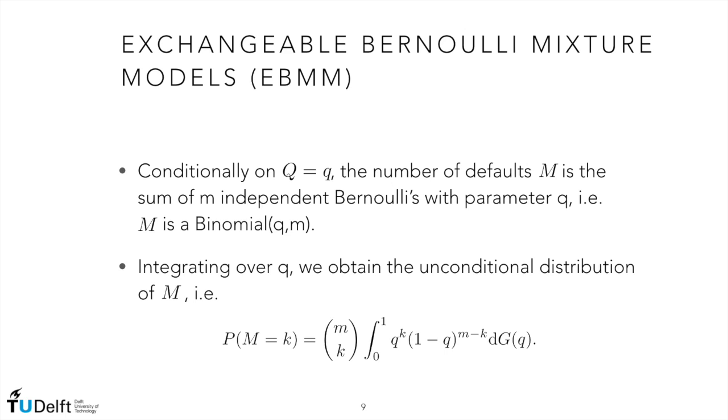Conditionally on a realization of Q, the number of defaults capital M is the sum of M independent Bernoullis with parameter Q. This tells us that capital M is a binomial (Q, M). The unconditional distribution of capital M is obtained by integrating over Q. The formula tells us that the probability of observing K defaults is a combination of a binomial mixed by the mixing distribution G of Q, which determines the behavior of Q.